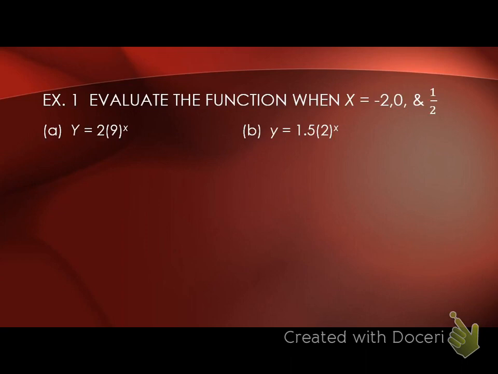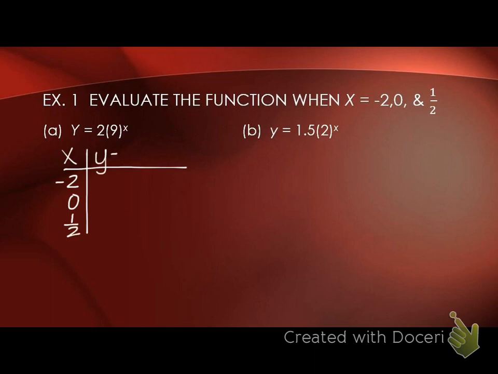All right, example number 1. This is simple. Evaluate the function when x equals -2, 0, and 1/2. So what are we going to have to create? We have x values, we've got to plug them into a function, and we've got to see what y equals. So what are we going to create to do this? What kind of a chart? An x and y chart. All right, very good. So we've got x, and they've told us -2, 0, and 1/2.